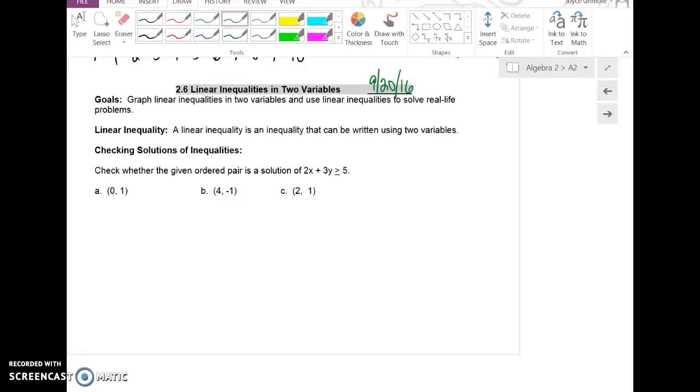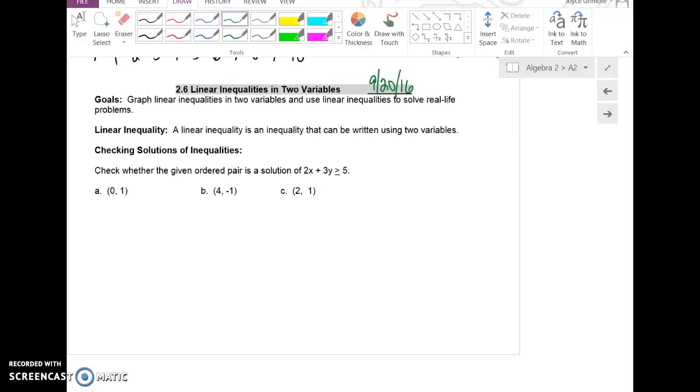Linear inequalities are inequalities using two variables, x and y. The solutions for a linear inequality are all of the x and y pairs that work in the specified inequality. So our first example is to check the solutions for inequalities.